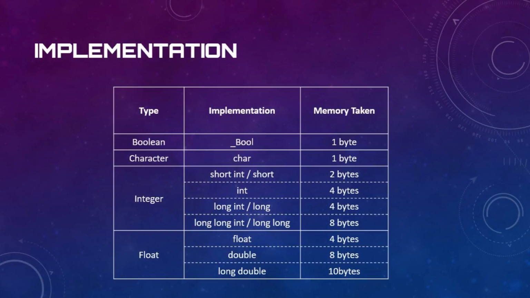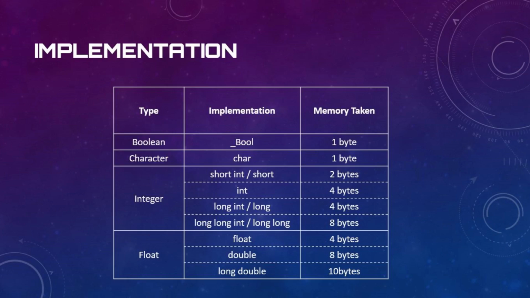So when we are going to implement these data types in the program, for Boolean, which is 0 and 1, we use underscore BOOL with B as uppercase. Normally some compilers can have bool directly with every letter as lowercase, but in GCC, which we are using, we only have this keyword, underscore B uppercase OOL. And the memory taken by this Boolean data type is 1 byte.